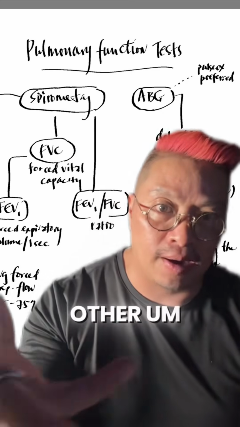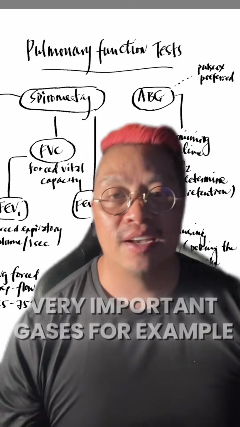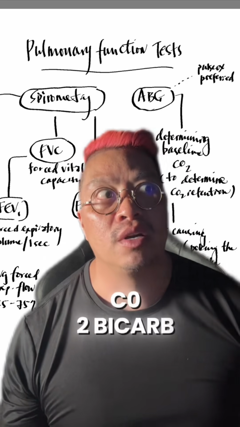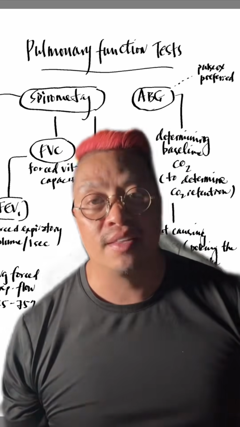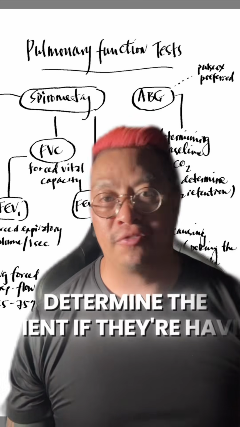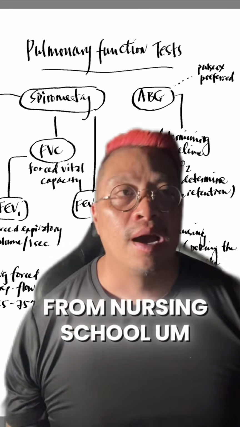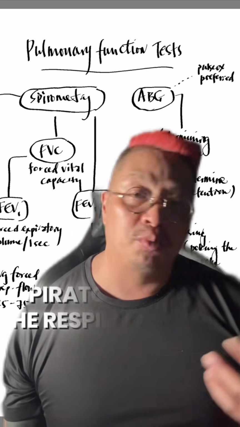Anyways, going back to it, the ABG is an arterial blood gas that determines baseline CO2 as well as other very important gases. For example, the partial pressure of the oxygen, CO2, bicarbs, and of course the pH, and these are what we use to determine if the patient is having, if you remember from nursing school, respiratory acidosis or respiratory alkalosis.